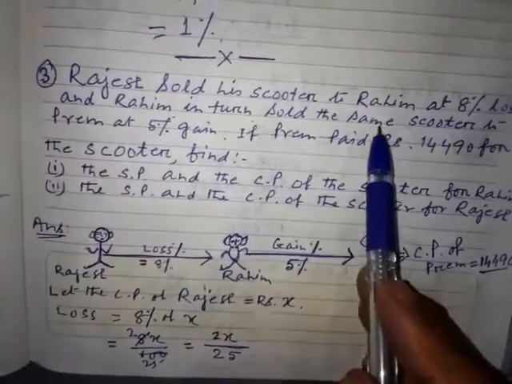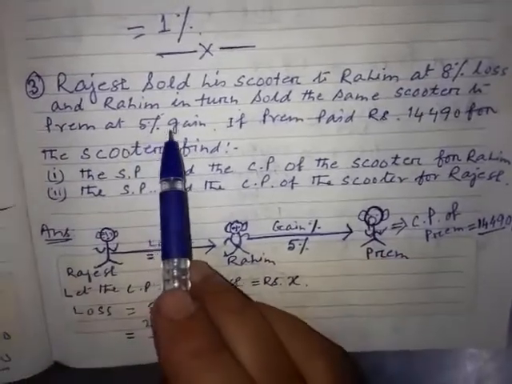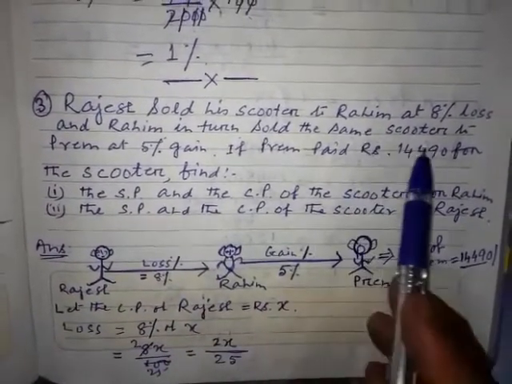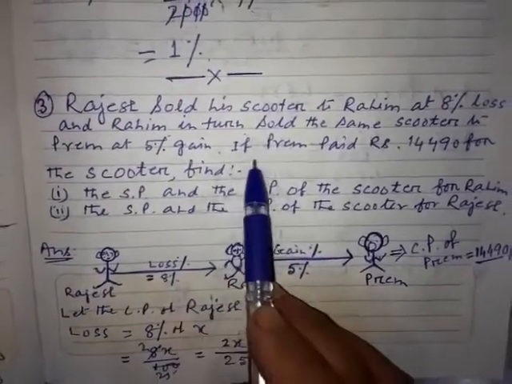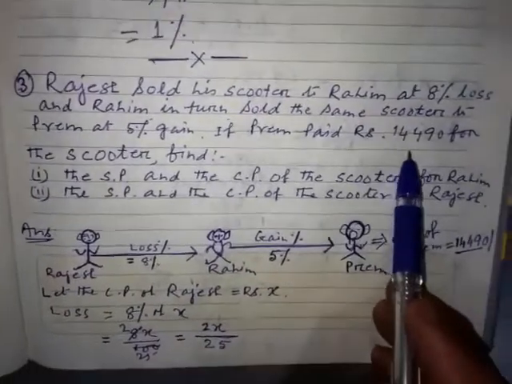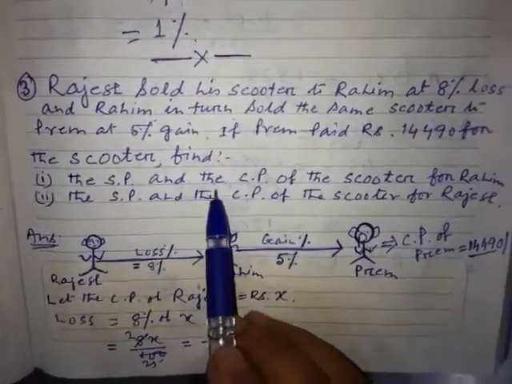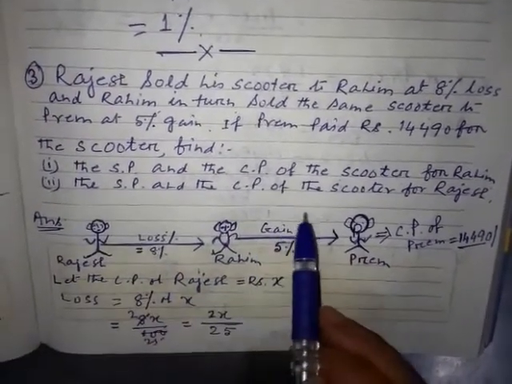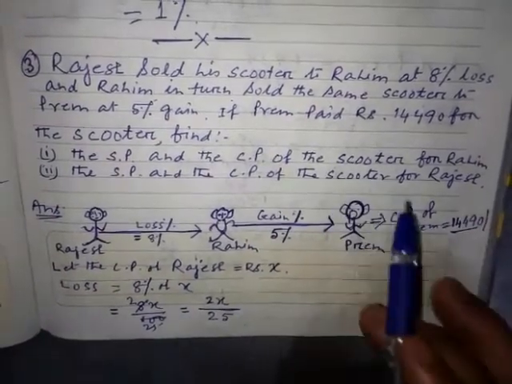Rajesh sold his scooter to Rohim at 8% loss, and Rohim in turn sold the same scooter to Prem at 5% gain. If Prem paid rupees 14490 for the scooter, find the SP and CP of the scooter for Rohim and the SP and the CP of the scooter for Rajesh. Okay, this is the question. It is already there. You can read it and understand.